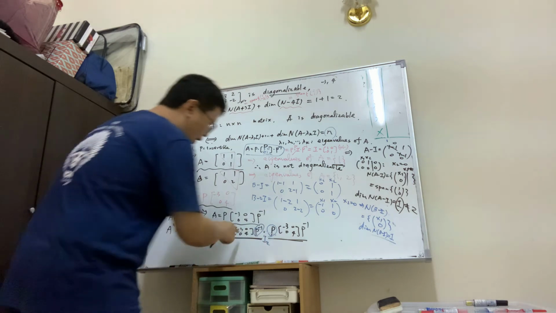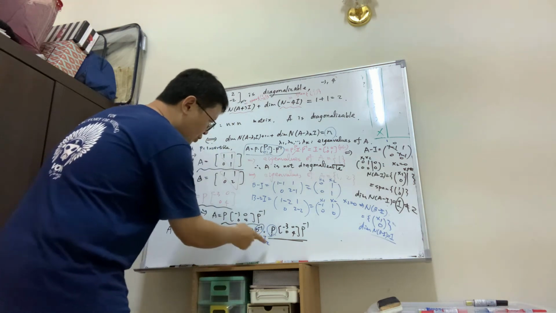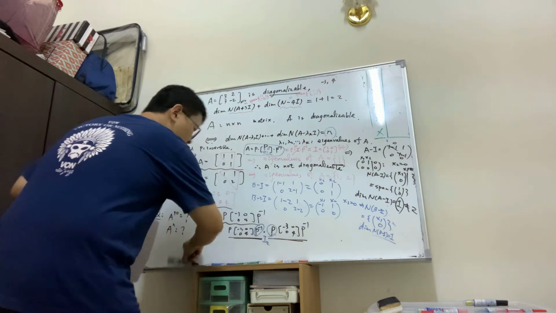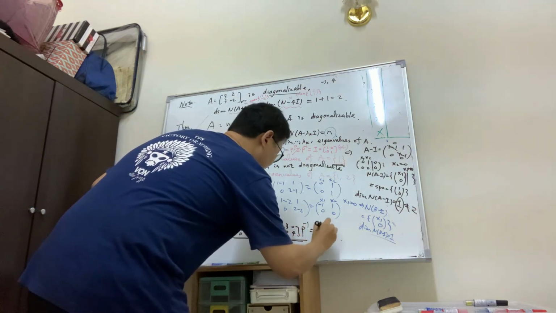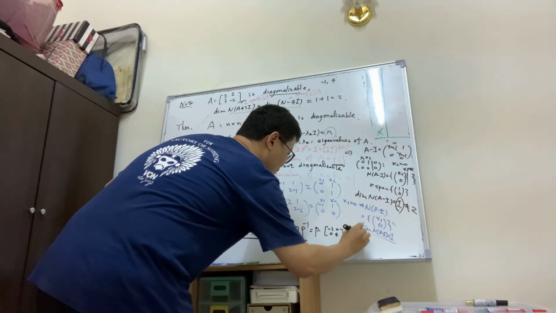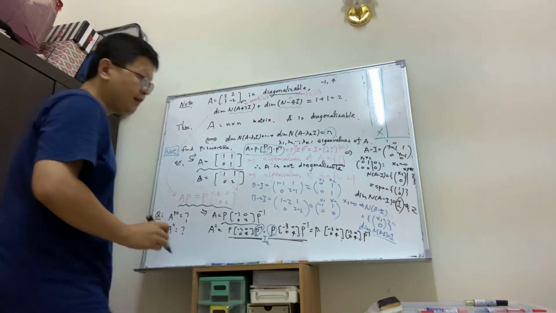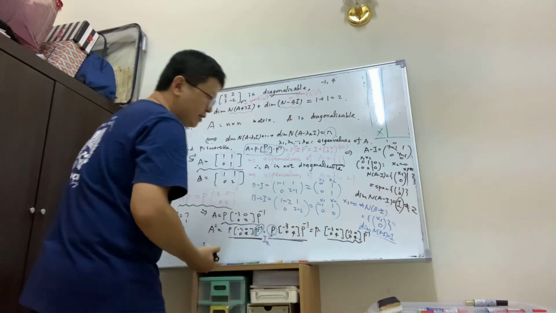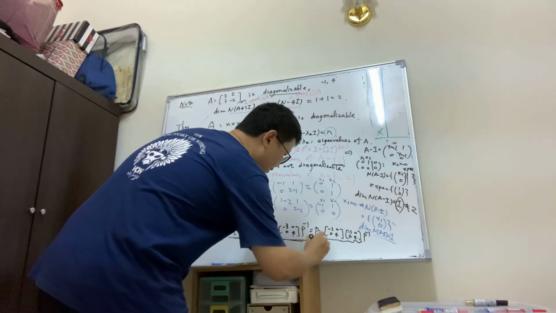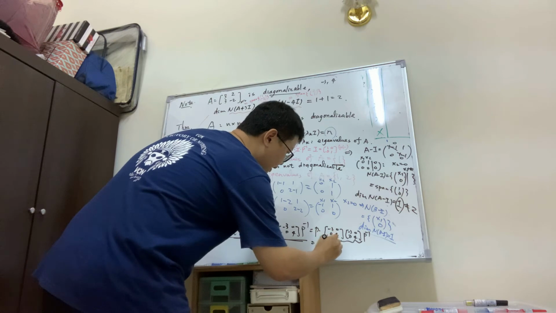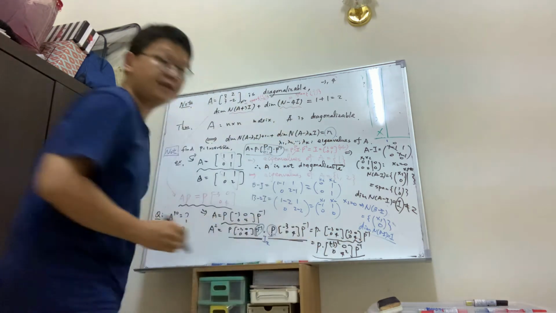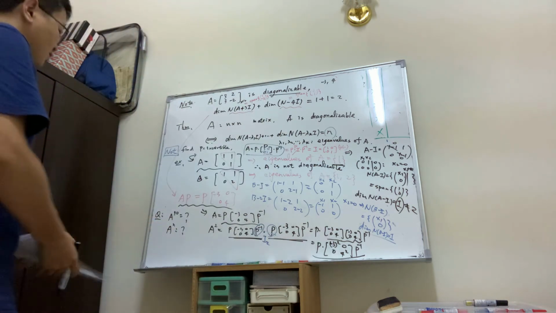Identity. A matrix times the identity is equal to itself. So it's equal to P times the diagonal matrix with negative 3, 0, 0, 4, times the same diagonal matrix, times P inverse. Now this diagonal matrix is squared, so it becomes P times the diagonal matrix with negative 3 squared, 0, 0, 4 squared, times P inverse. It has this form, so it's very nice, right?